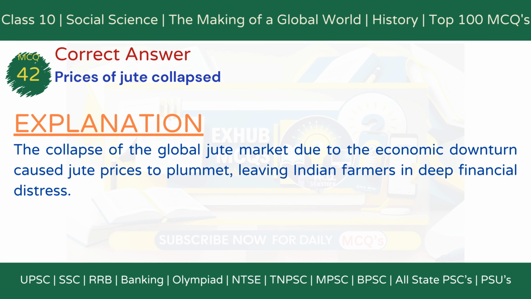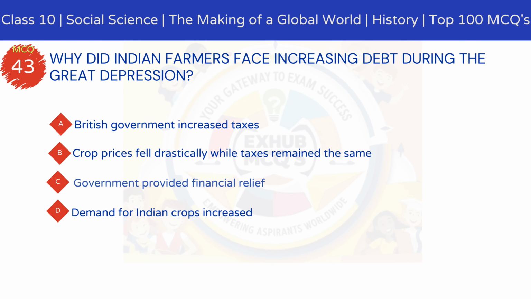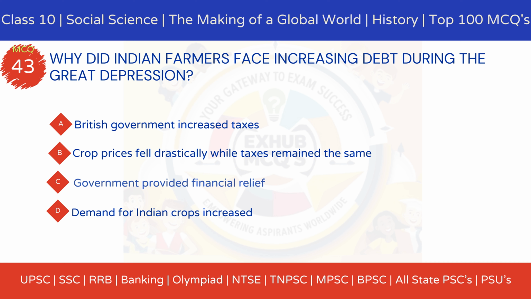The correct answer is option B: prices of jute collapsed. Explanation: the collapse of the global jute market due to the economic downturn caused jute prices to plummet, leaving Indian farmers in deep financial distress. MCQ 43. Why did Indian farmers face increasing debt during the Great Depression?